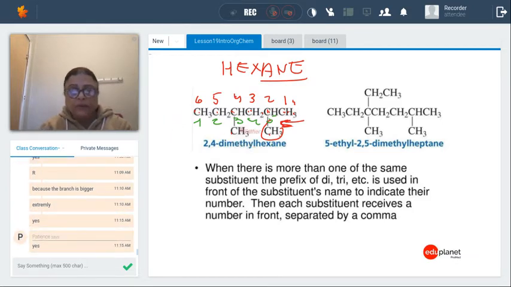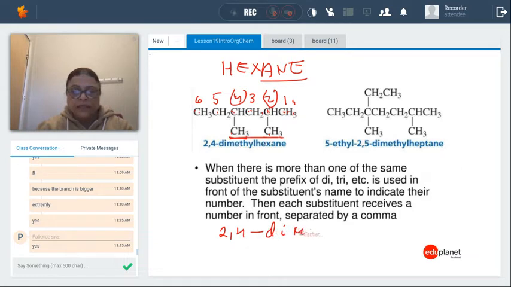Okay, so how do I call such a molecule? I have 2 methyls sticking out. So this is a hexane and it has 2 methyls. The 2 methyls are at position 2 and position 4. So the name would be 2,4-dimethylhexane.